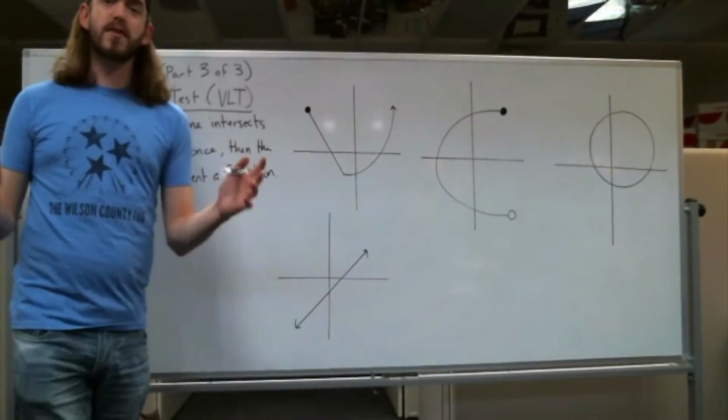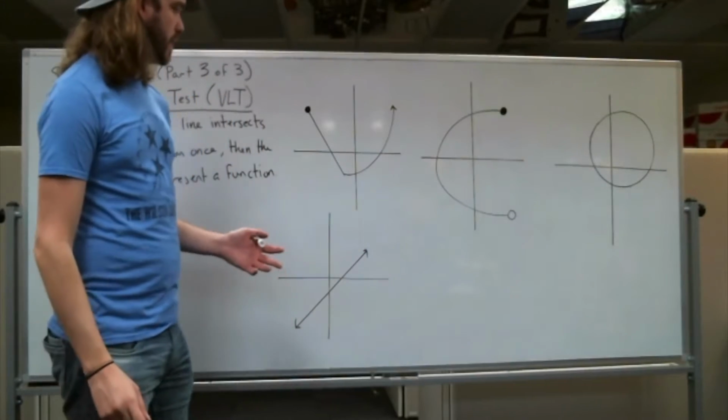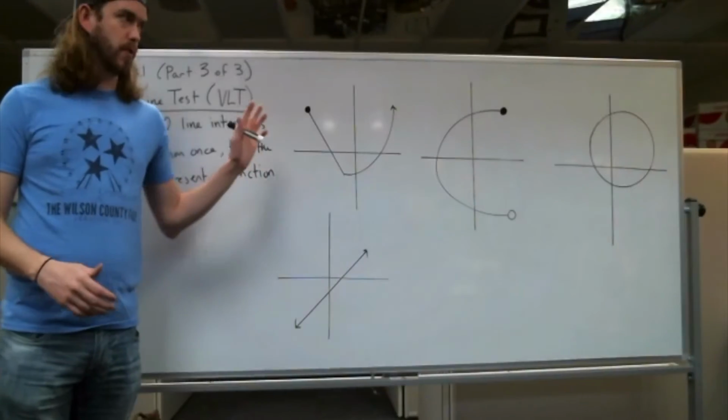This is our last section, so now we're going to be talking about the vertical line test. We're also going to be discussing domain and range of functions. That's going to be on our board in just a second.